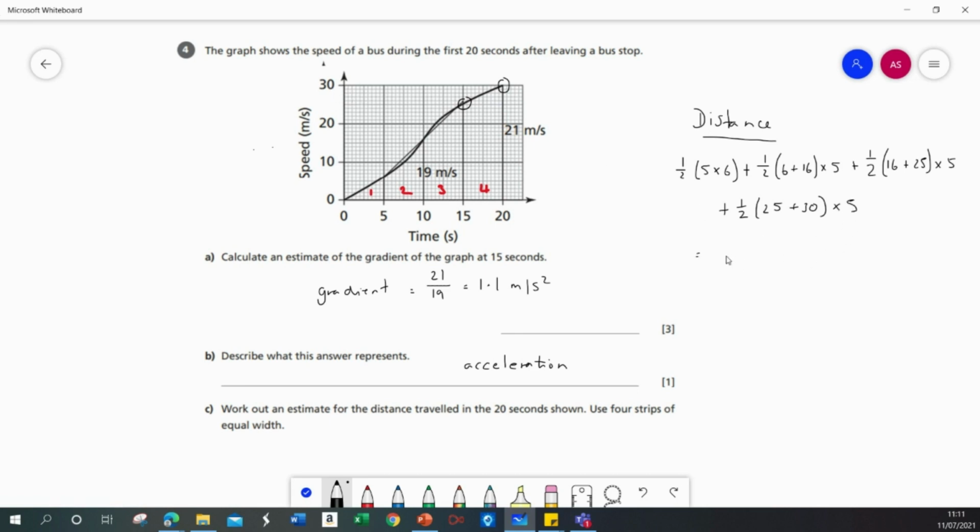I work each of those out separately. I've got 15 plus 55 plus 102.5 plus 137.5, and adding those up gives me a total distance of 310 meters.